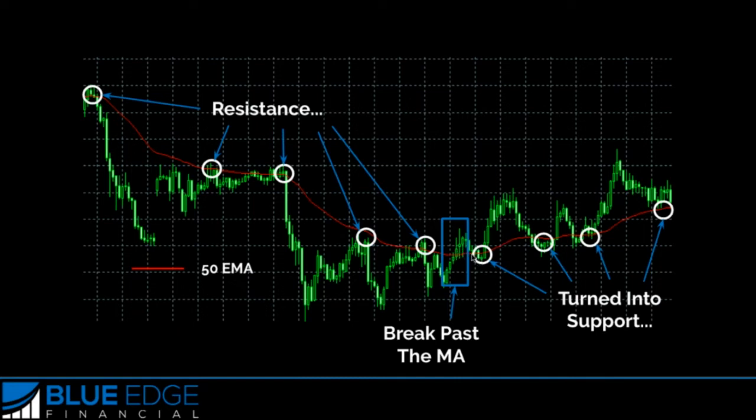So then this moving average will turn into support instead of resistance like it was on the downtrend, because now we have an uptrend, and so that line is acting as support.